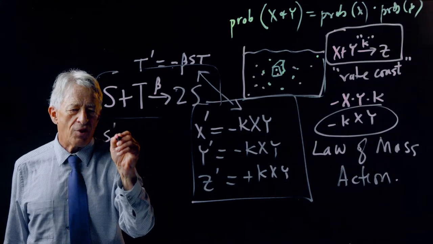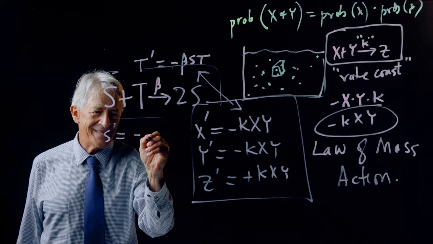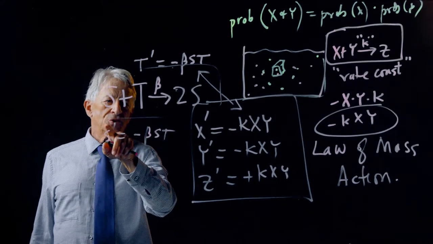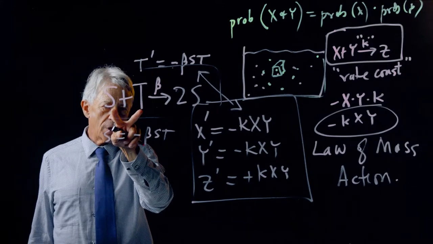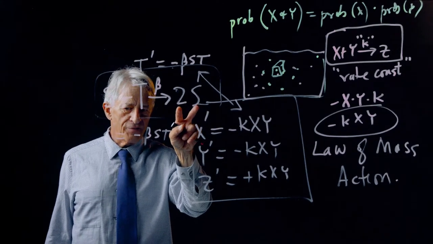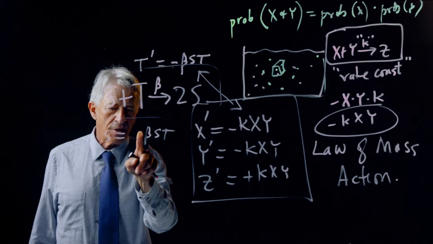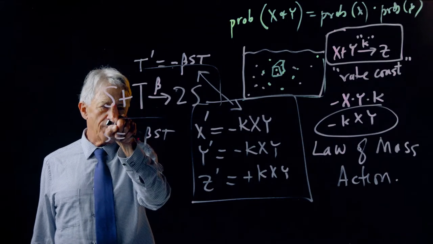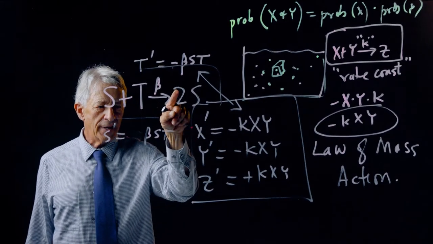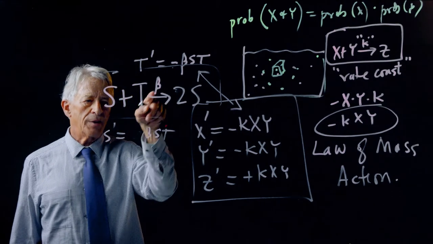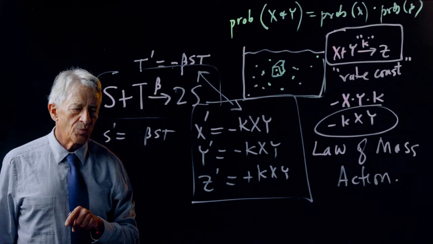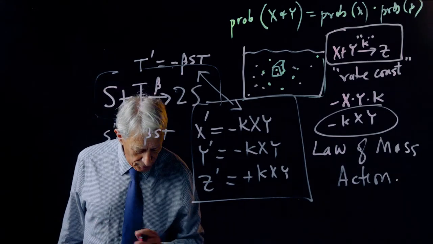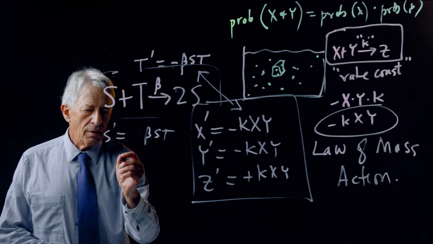It says that S prime equals minus beta ST, because you are going to lose a shark here and gain two over there. So I'm sorry, that should be a plus, not a minus. Shark prime is equal to beta ST, because you lose a shark from the left, you gain two sharks on the right. That's a net gain of a shark at a rate beta ST. And similarly, the other terms of the shark tuna model, I wrote them down.